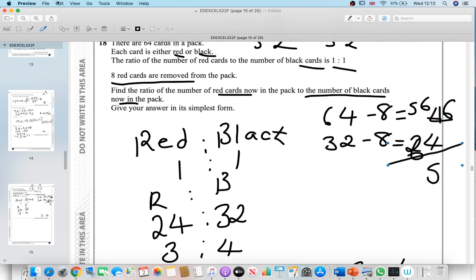Let me just cut these guys. Sorry about this. Okay, right.